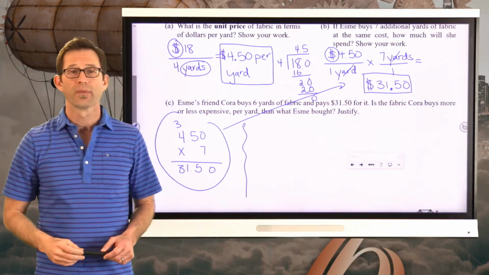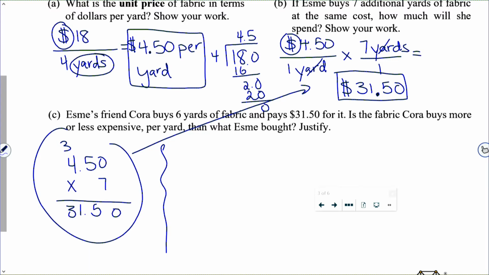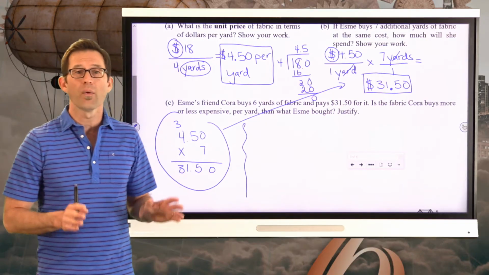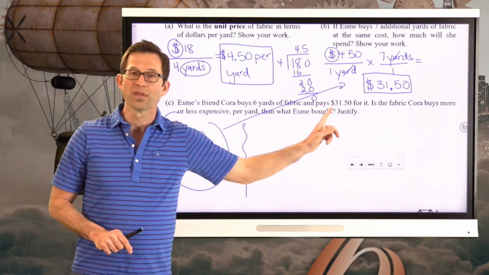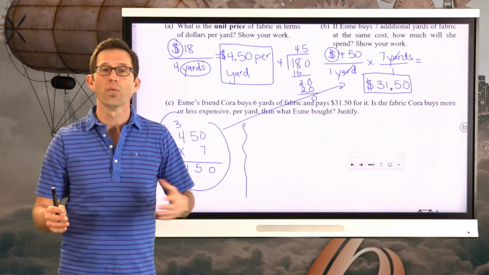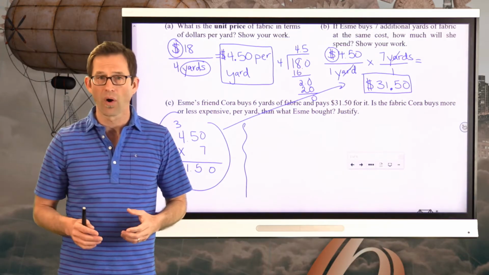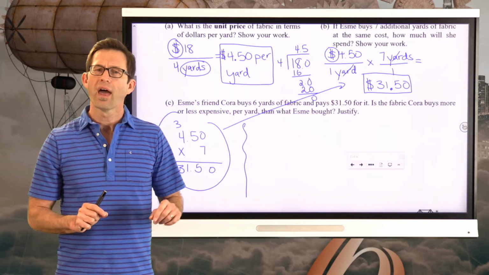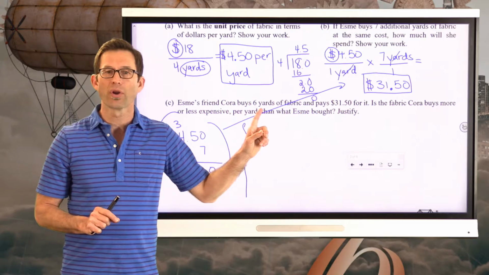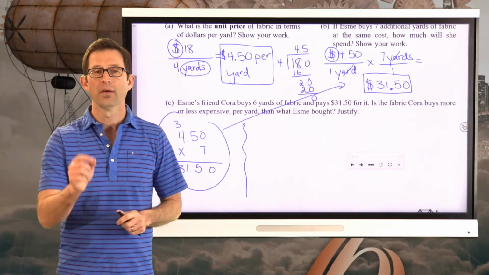Let's take a look at letter C. Esme's friend Cora buys 6 yards of fabric and pays $31.50 for it. That's ironically the same amount. Is the fabric Cora buys more or less expensive per yard than what Esme bought? Justify. All right, well, we know that what Esme bought was $4.50 per yard. We know that Cora bought 6 yards at $31.50, right? So we want to see which one had the higher unit cost or the higher unit price. So what I'd like you to do is pause the video now and figure out how much Cora is paying per yard for the fabric that she bought. Take a moment to do that.